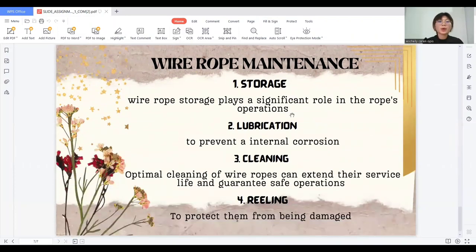This is the last slide, wire rope maintenance. There are 4 wire rope maintenance steps. The first one is storage. Wire rope storage plays a significant role in the rope operation. The second is lubrication, to prevent internal corrosion. The third is cleaning. Optimal cleaning of wire rope can extend its service life and guarantee safe operations. The last one is to protect them from brain damage.